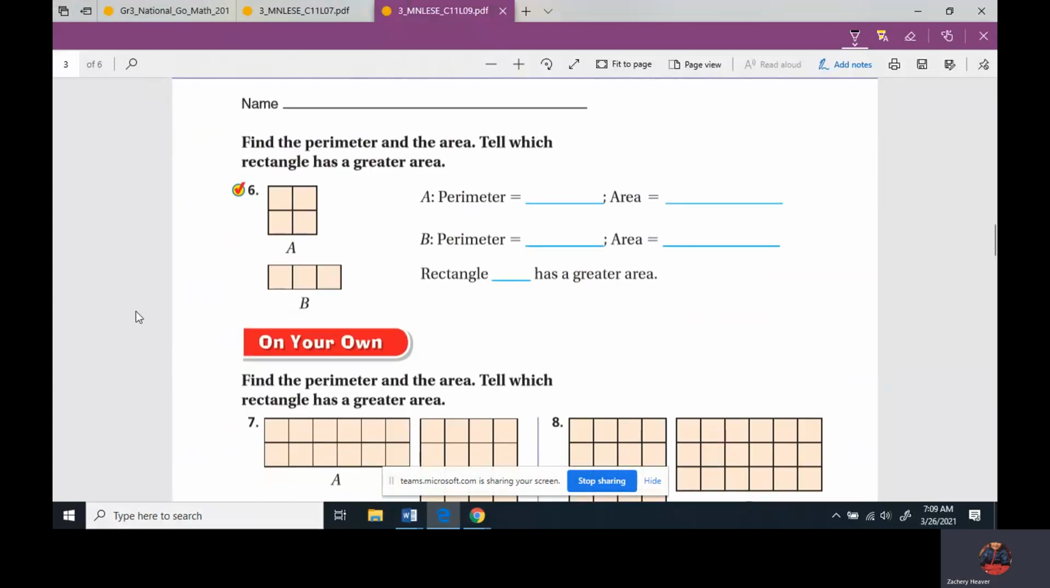So, rectangle A, count the sides, start at the top. 1, 2, 3, 4, 5, 6, 7, 8 units. And the area is 1, 2, 3, 4, 4 square units. Rectangle B, perimeter 1, 2, 3, 4, 5, 6, 7, 8 units. And the area is 3 square units. Rectangle A has the greater area.